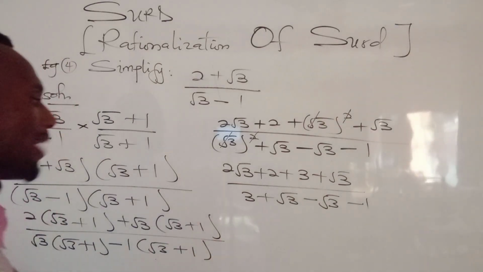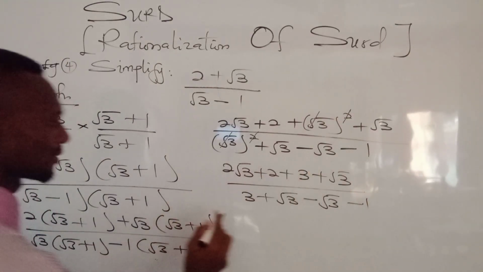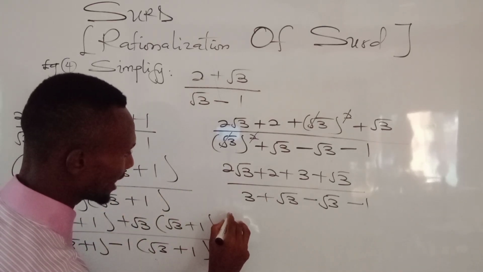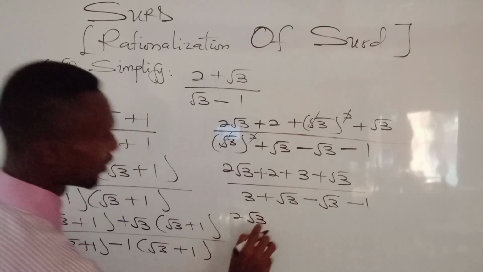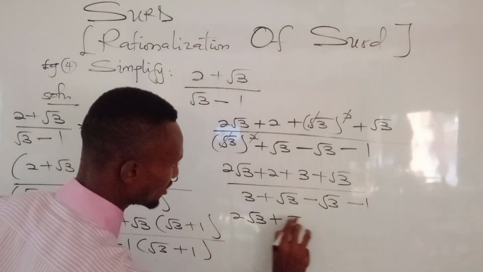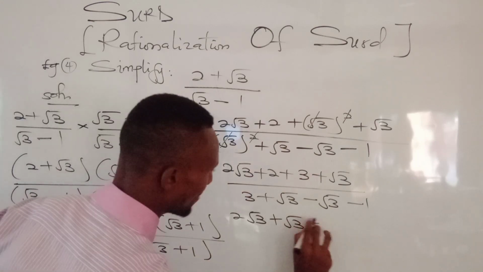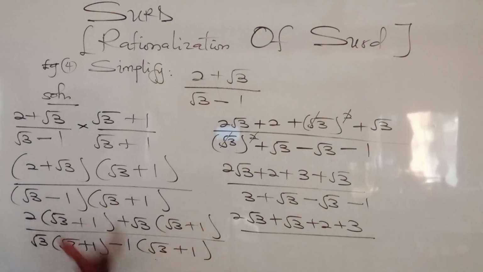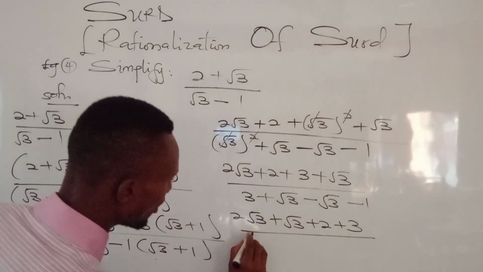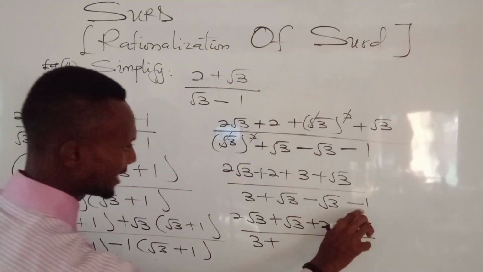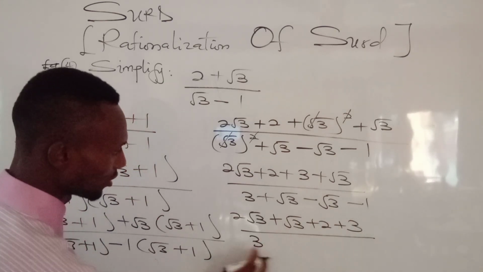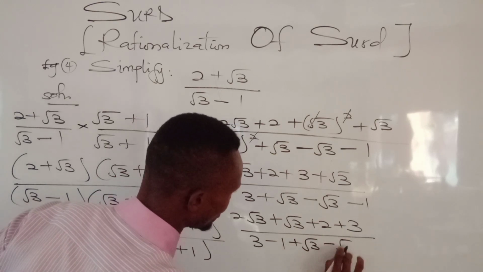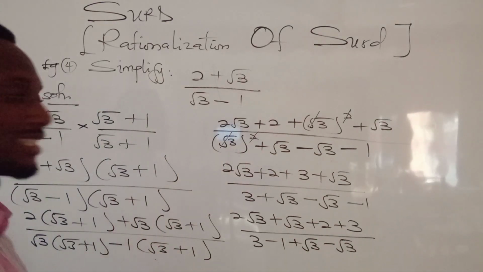From here, we group like terms. So we are going to group like terms at the numerator, then we group like terms at the denominator as well. So when I take my 2 root 3, what will join it is the plus root 3, followed by plus 2, then plus 3, all over. Then the denominator also will group like terms. So when I take the 3, what will join it is the minus 1. So 3 minus 1 plus root 3 minus root 3. Let's go ahead and simplify further.